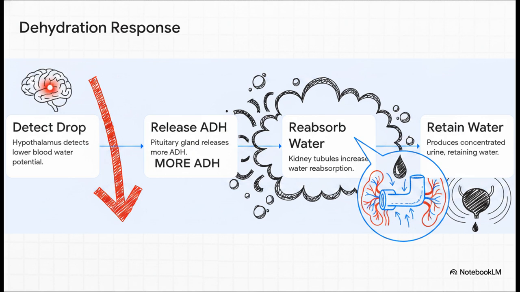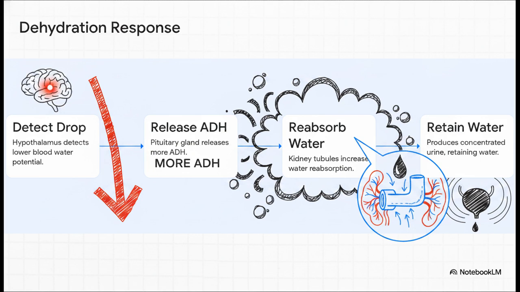Now, look at this magnified insert bubble popping up for Step 3. We're zooming all the way down to the microscopic level of the kidney tubules. See those blue arrows pointing out of the tubule and back into the surrounding blood vessels? That is ADH at work, making the tubules highly permeable. Water's rushing out of the waste fluid and straight back into your bloodstream.